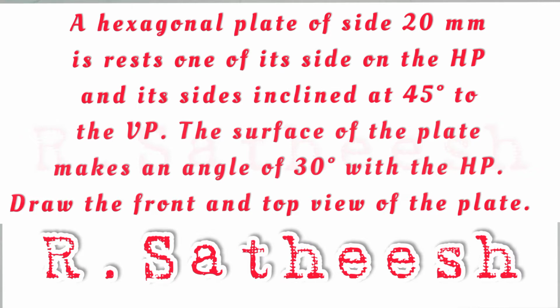So, in this problem, the surface of the plate makes an angle of 30 degrees with the HP. First you consider the plane making an angle with HP. After that, we go for inclined to VP because of the side. In projection of plane topic, first the plane makes an angle, it is the first inclination. Then the side makes an angle, it is the second inclination. Clear?